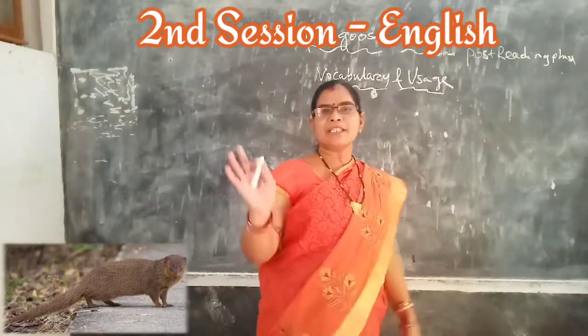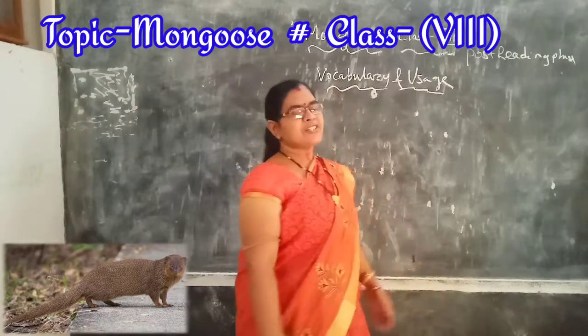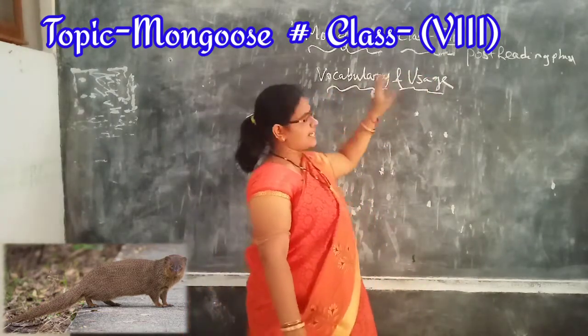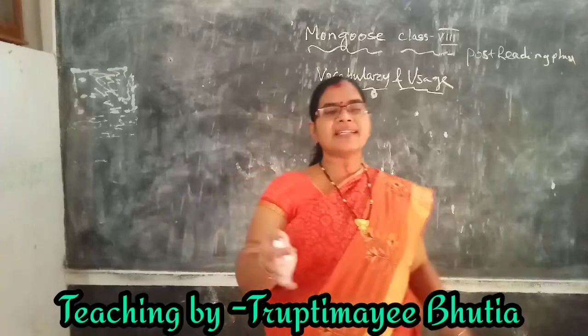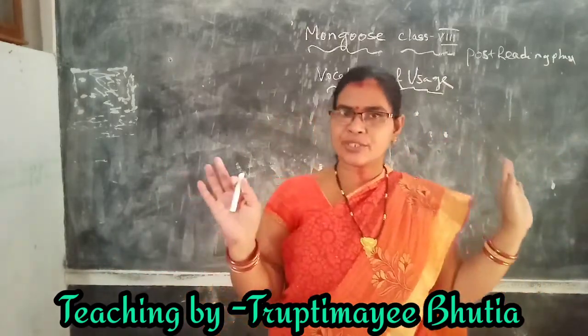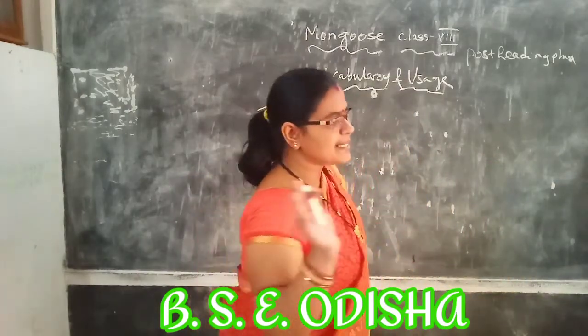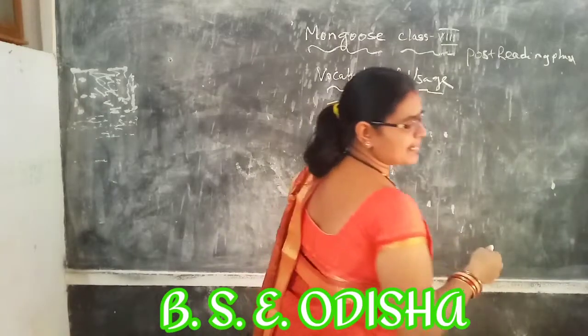That mongoose chapter is over. This is the post reading page. I like to test your vocabulary and usage. All right? I think you all have gone through this chapter and understood the questions and answers. You have written in your copies. Okay? Now let me start with the vocabulary.